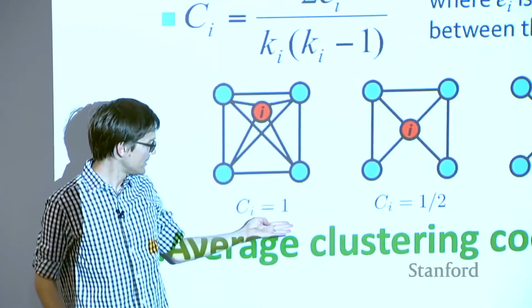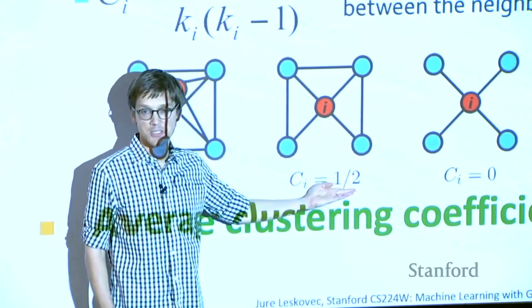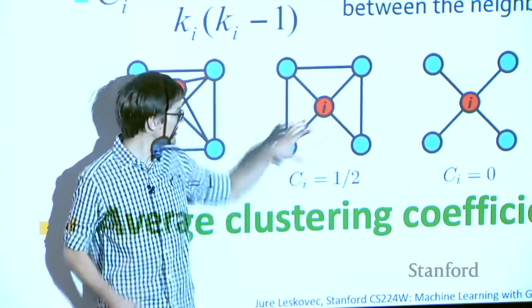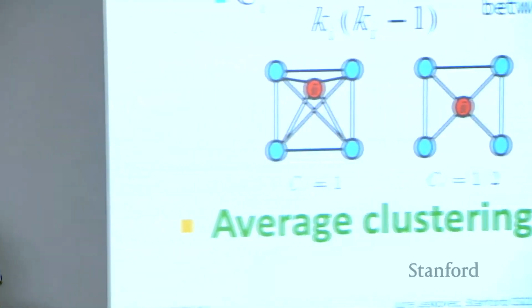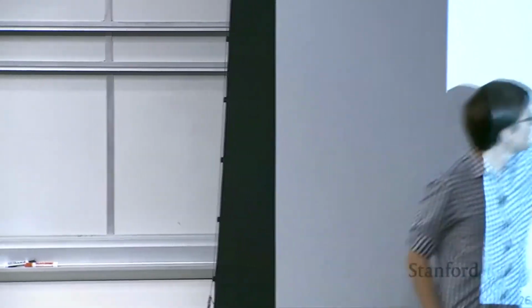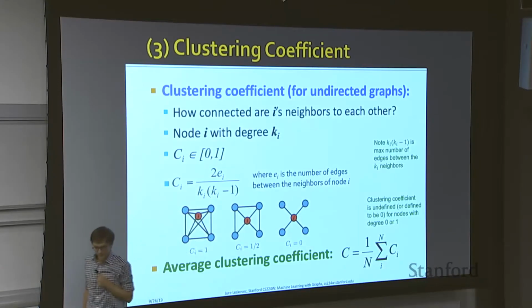Here, all of them exist. Here none of them exist, and here half of the possible edges exist, right? There is 4 choose 2 possible edges between these 4 nodes, and 3 of them exist, right? 4 choose 2 is 6. It's 4 times 3 divided by 2, right? So this is 4 choose 2, and that's 3, and that's why I get a half, okay?